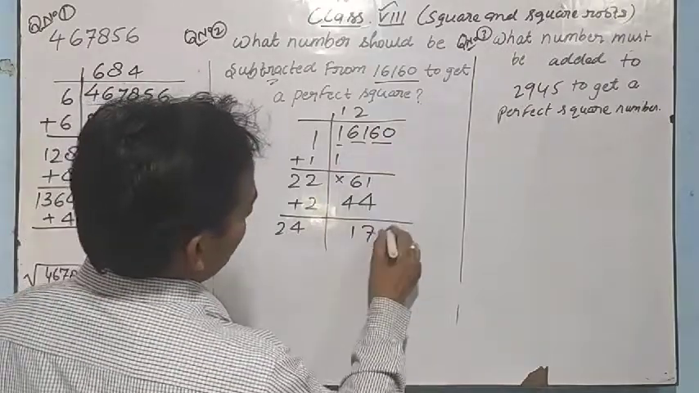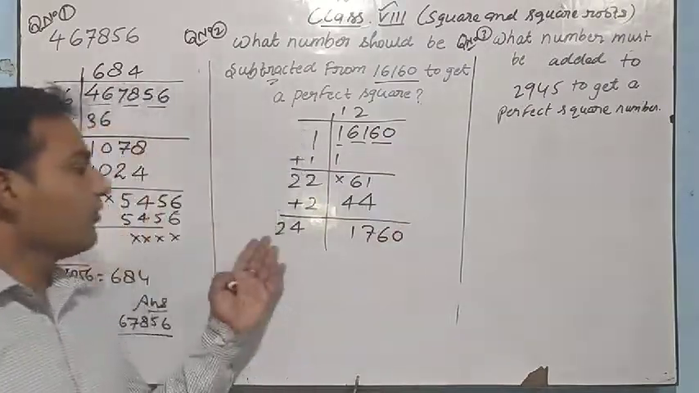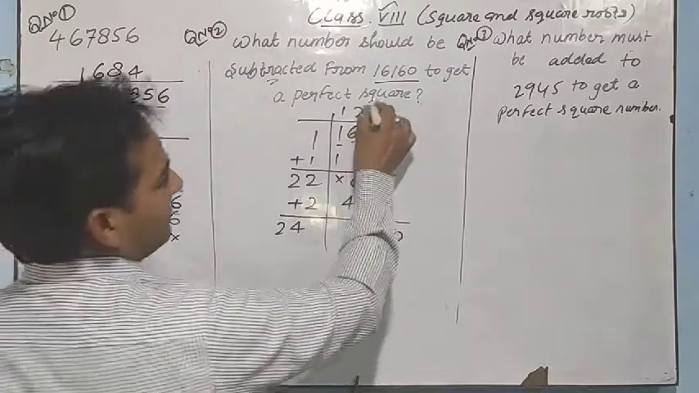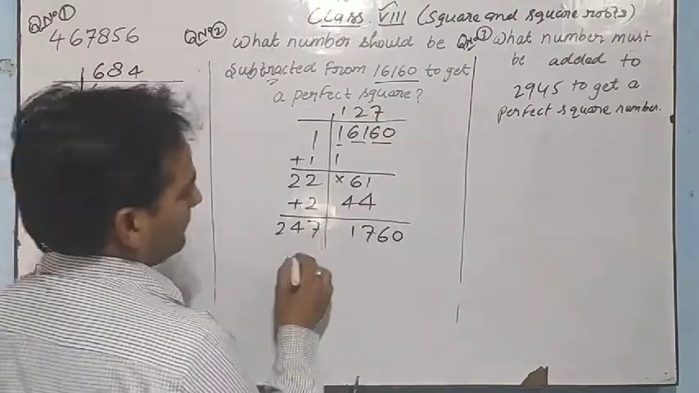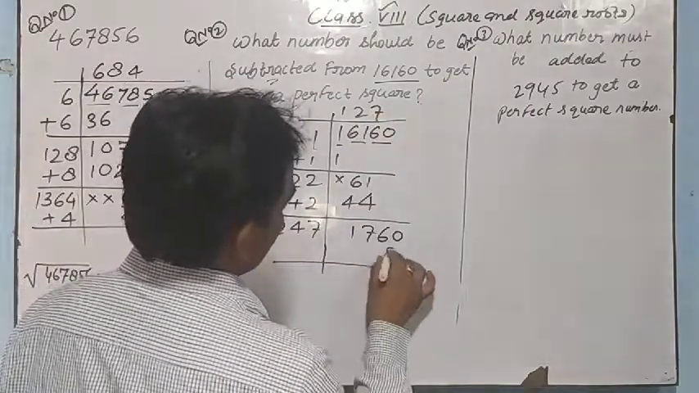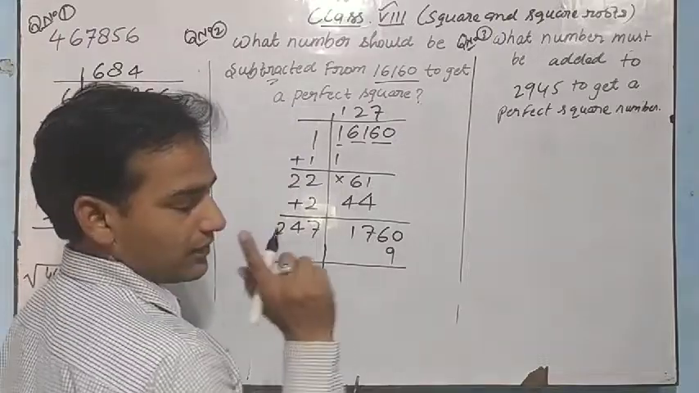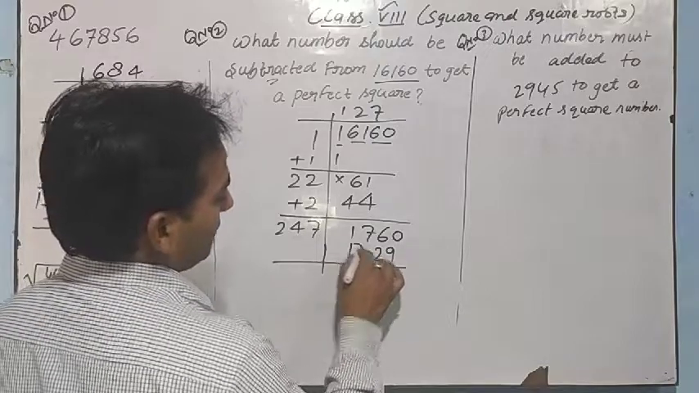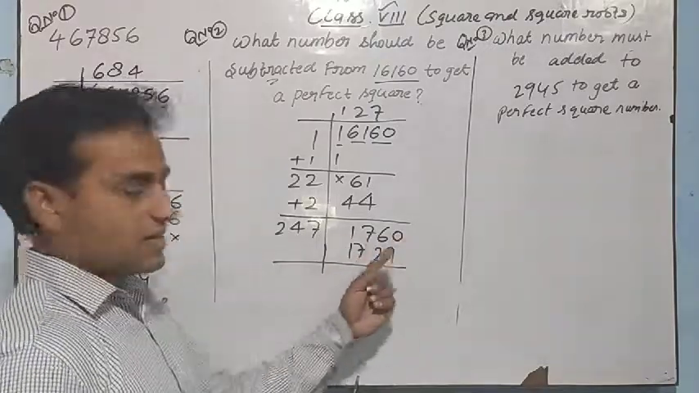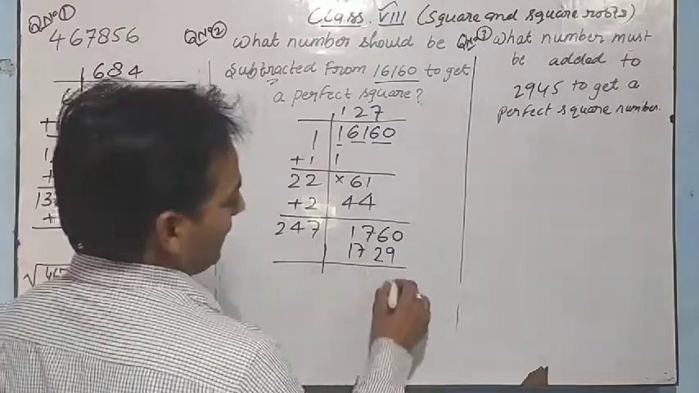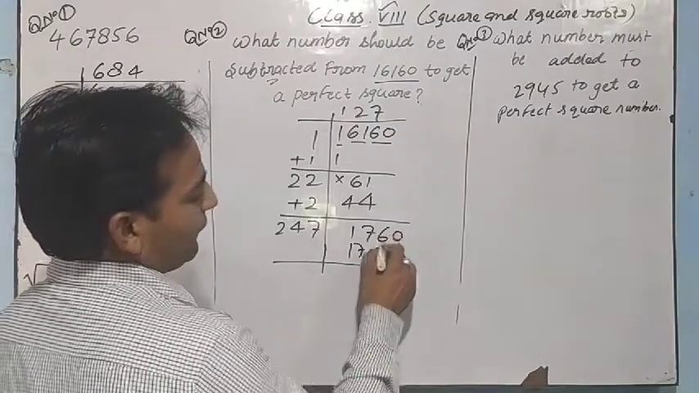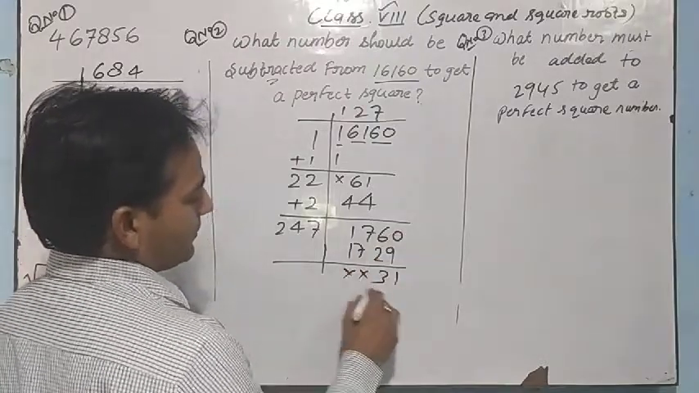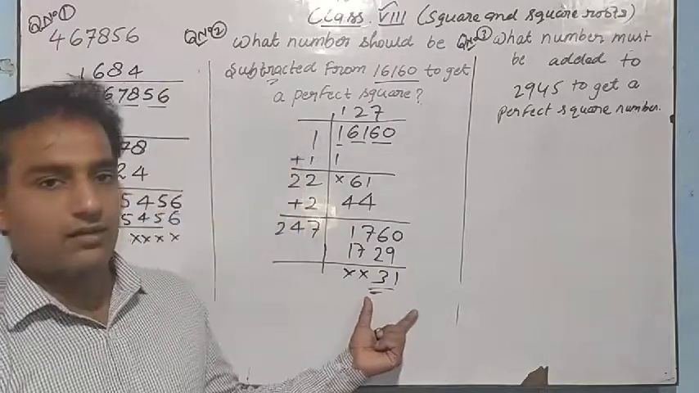Now we have 60. So what number should we put? Let us try 7. 7 7s are 49. 7 4s are 28 and 4 is 32. 7 2s are 14 and 3 is 17. Okay, 1760. This is less than that. So 10 minus 9 is 1, and 5 minus 2 is 3. This will be cancelled. See, this is the remainder.